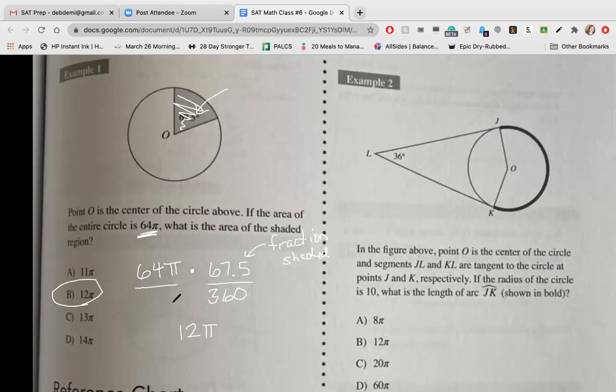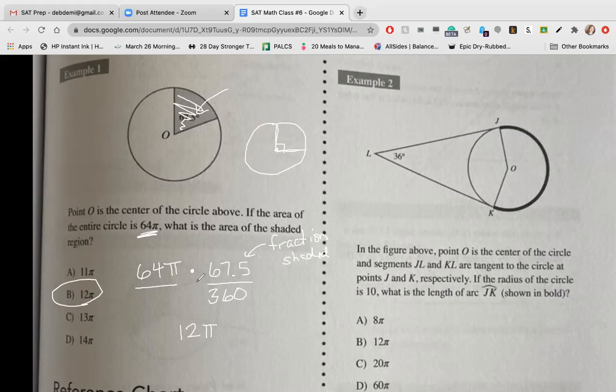Do you guys want to ask any questions about that? I had a question. Could you also do it as a ratio? What kind of ratio would you use? I did it and I got the same answer, but I don't know if it would always work. I did 67.5 over 360 is equal to x over 64 pi. That looks like it would work. Yeah. Never tried it that way.